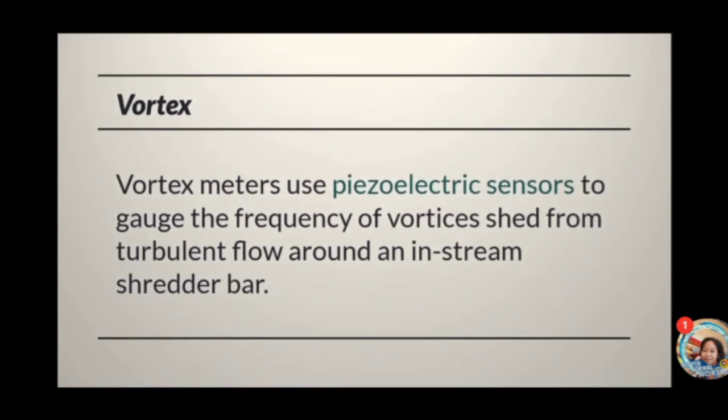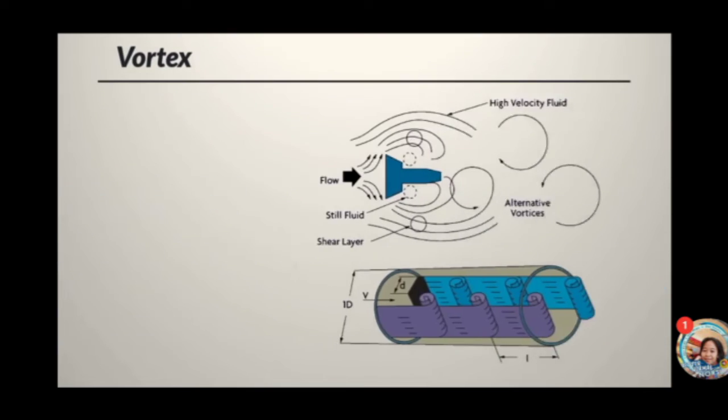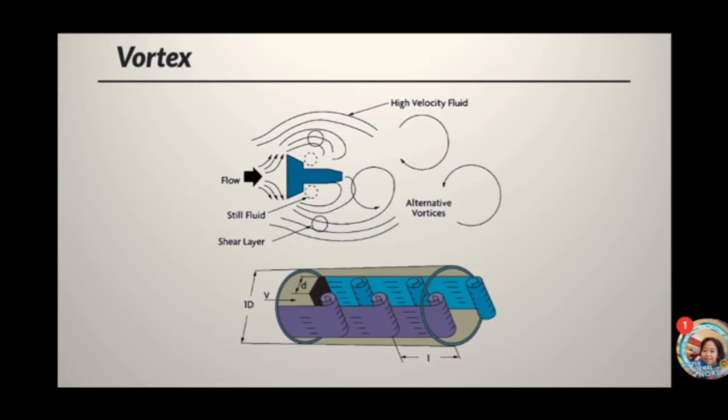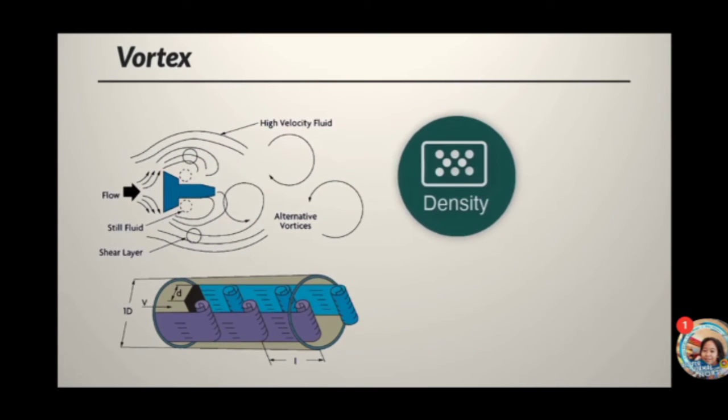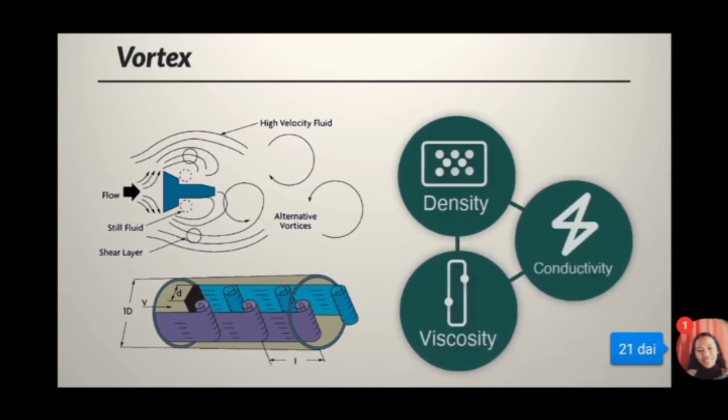Frequency-based technologies include vortex and turbine flow meters. Vortex meters use piezoelectric sensors to gauge the frequency of vortices shed from turbulent flow around an in-stream shedder bar. A piezoelectric sensor detects the pressure oscillation around the bar, or a piezoelectric strain gauge detects the forces exerted on the bar. The vortex shedding frequency is directly proportional to the velocity of the fluid in the pipe and independent of fluid properties such as density, viscosity, and conductivity.